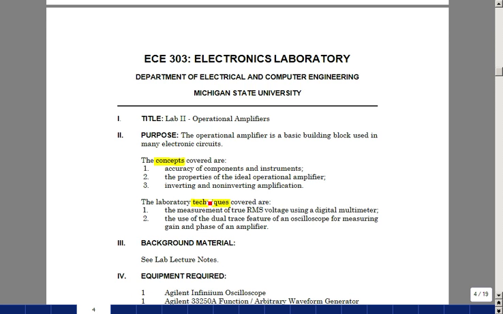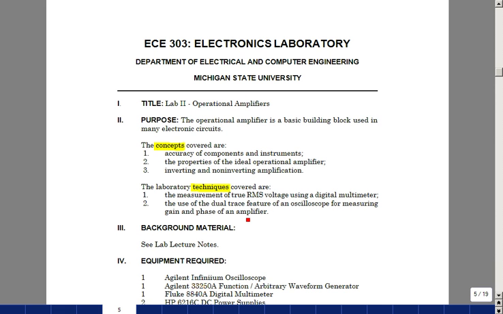Again, our labs will have concepts that are covered and laboratory techniques associated with each one of them. We're looking again at accuracy of components and instruments as we work through some of the material in the lab exercise. We just talked about the properties of an ideal op amp and then the inverting and non-inverting configurations. In lab, we'll review doing true RMS voltage measurement using the digital multimeter and then using the dual trace feature in the scope to be able to measure gain and phase angle. And this is lab number 2.